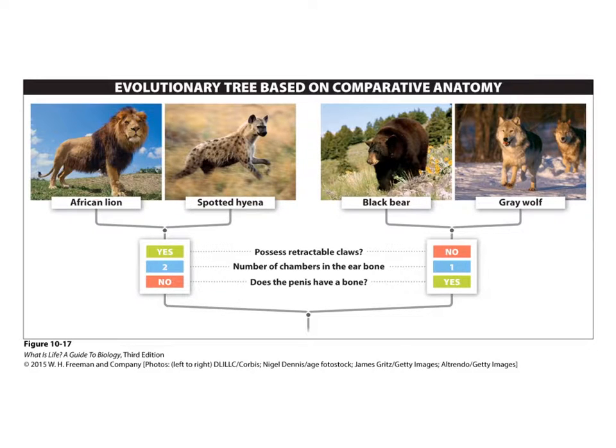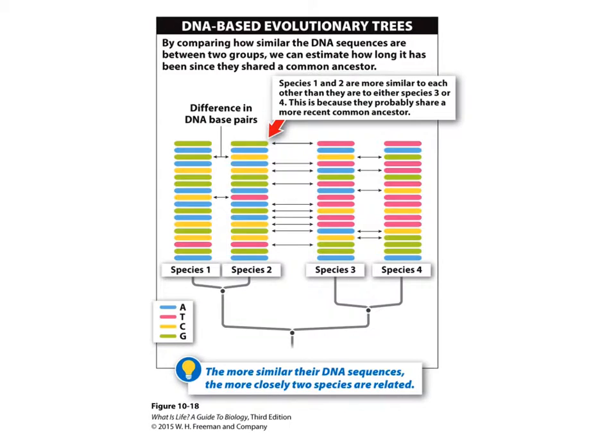So we see in this example, African lions and spotted hyenas are sister taxa, which are more closely related to each other than they are to the other groups. Black bears and gray wolves are sister taxa, more closely related to each other than they are to the other groups. We can also do DNA-based evolutionary trees where we compare differences in DNA base pairings to determine relatedness of these organisms. Again, when we compare these organisms, we see that there are more similarities between species 1 and species 2 than there are to the others. This makes species 1 and species 2 more closely related, so on this tree they are sister taxa.